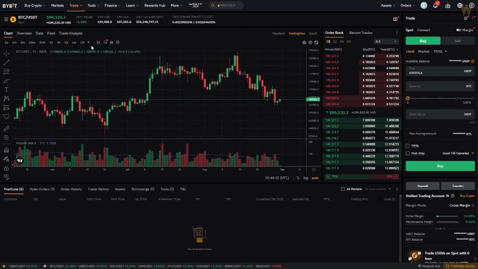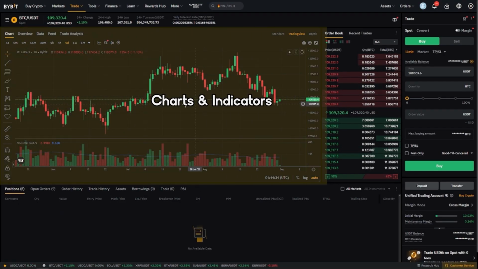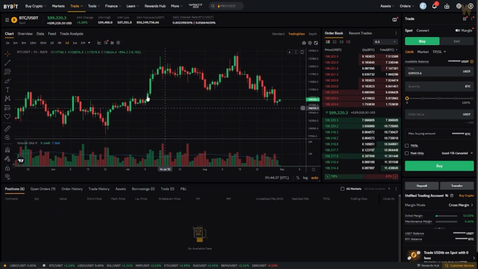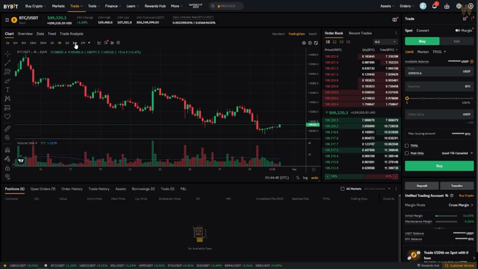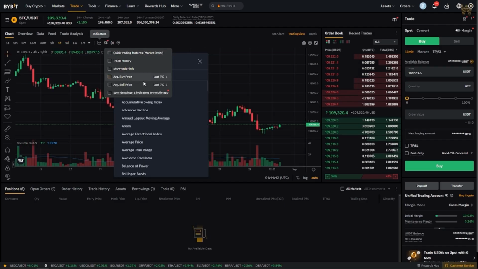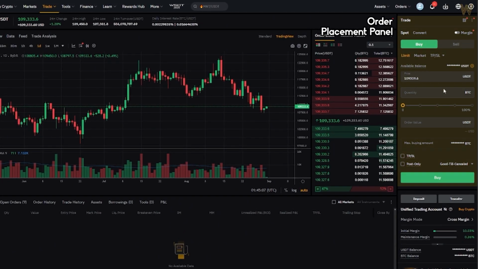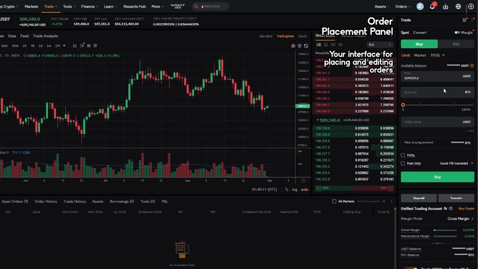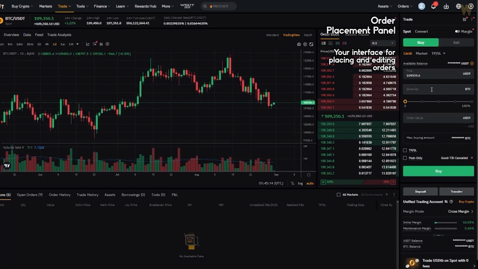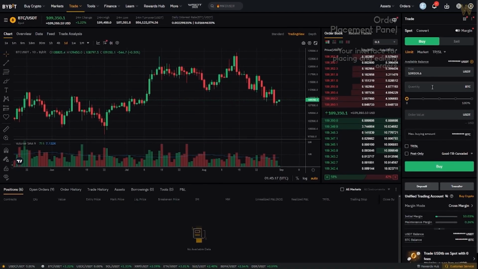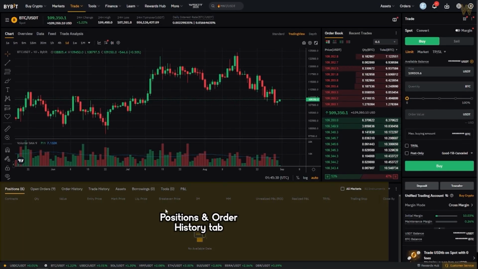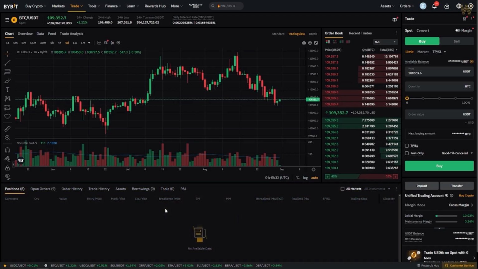Here you'll find several different sections, like the chart area, where you can see live price movement, different time frames, candlesticks, even indicators if you want to use technical analysis. On the right side, you will see the order placement panel. This is the menu where you can place orders, whether it's a market, a limit, or a stop order, and it's also where you will enter the amount of crypto that you want to buy or sell. Below the chart, you will find the positions and order history tab. Bybit shows you open orders, filled orders, and your trade history, so you can track everything in one place.